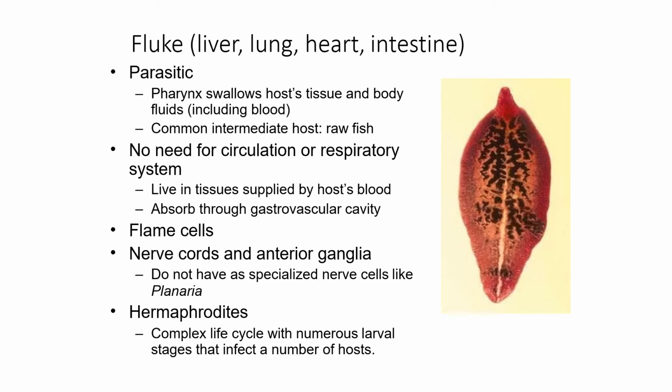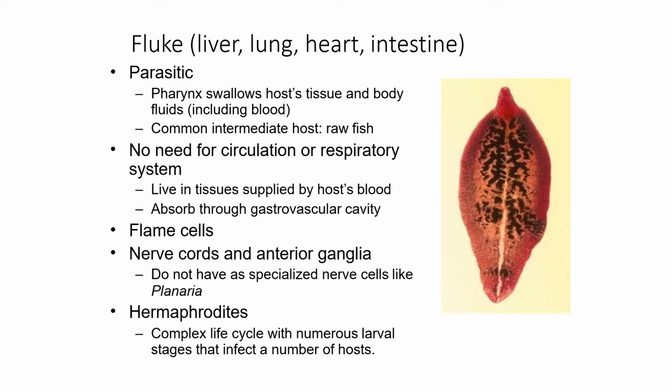These liver flukes have flame cells present in them. These perform the excretory activities for the animal. The nerve cords and anterior ganglia do not have specialized nerve cells like planaria. These animals are hermaphrodites. Hermaphrodite means both sexes are present in the same animal, male and female both. So there is self reproduction.